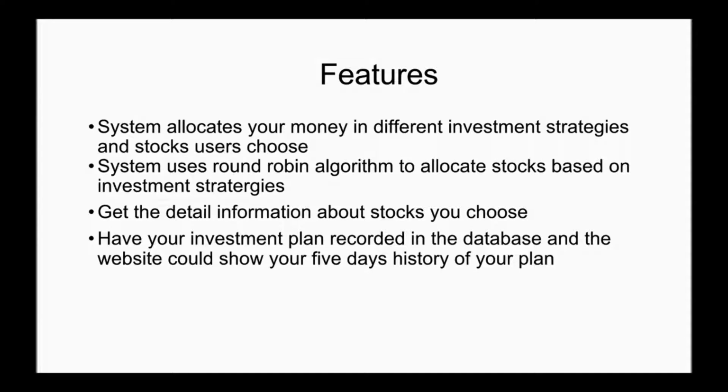The system allocates your money in different investment strategies and stocks which the user selects. The system uses a round robin algorithm to allocate stocks based on investment strategies. You get detailed information about the stocks the user chooses, and have your investment plans recorded in the database. And the website can show your 5 day history of the plan.